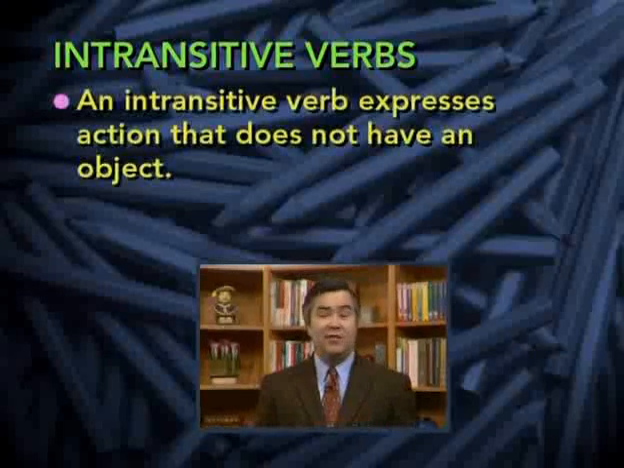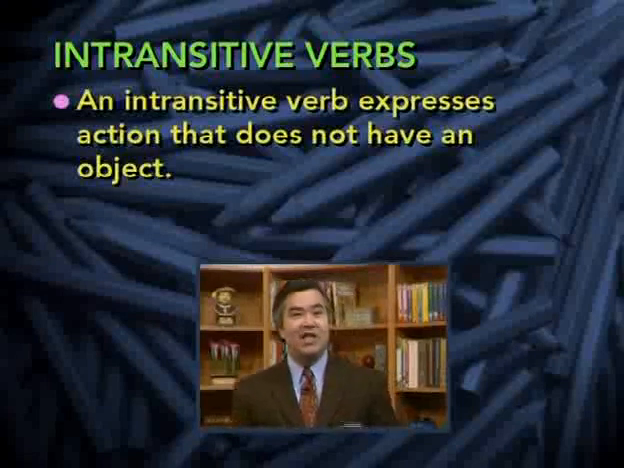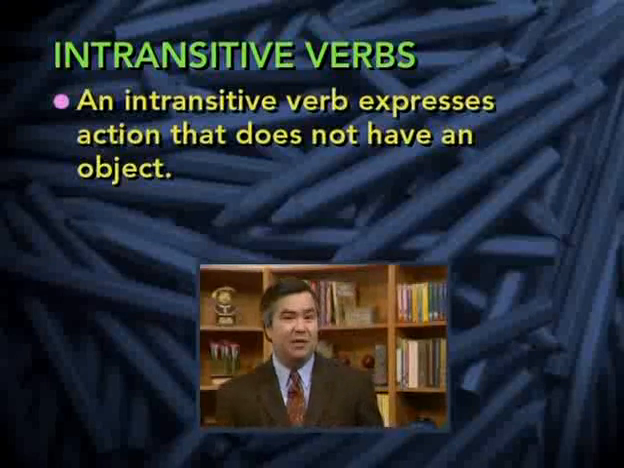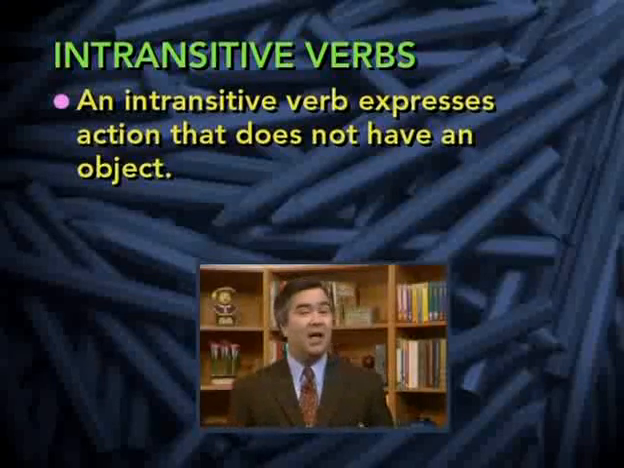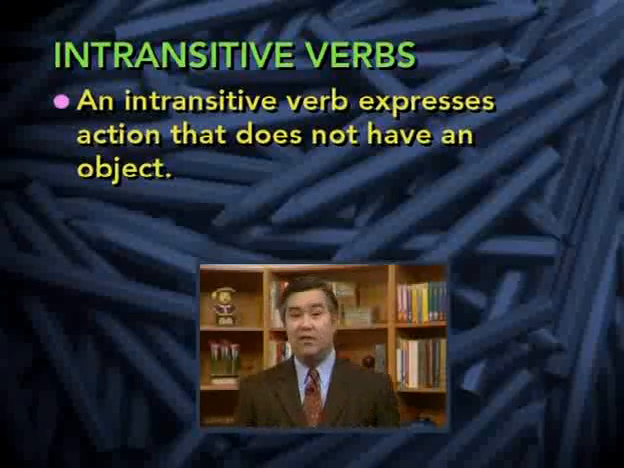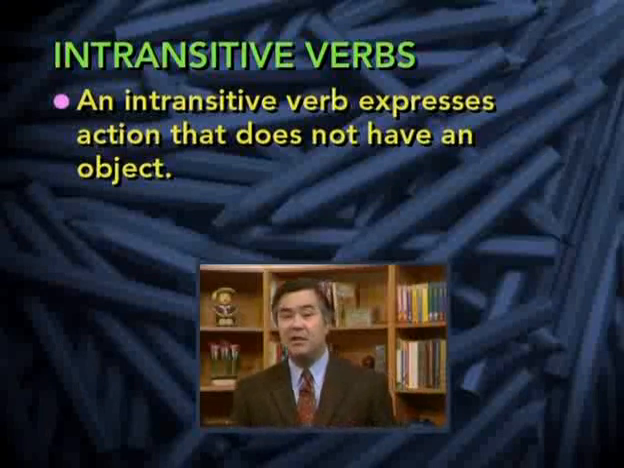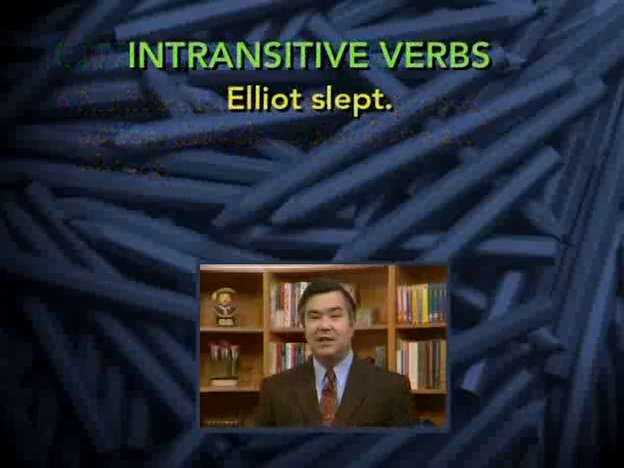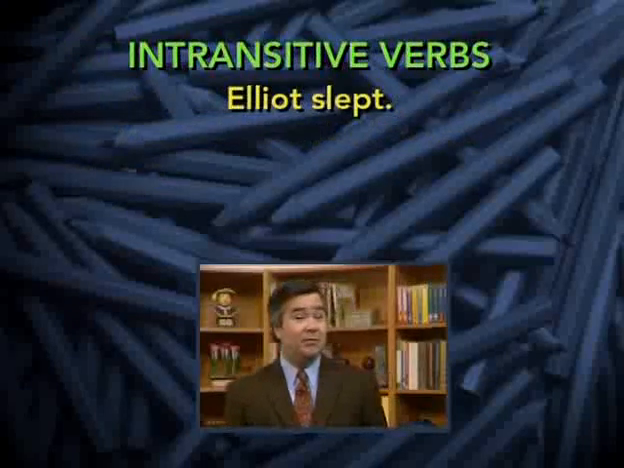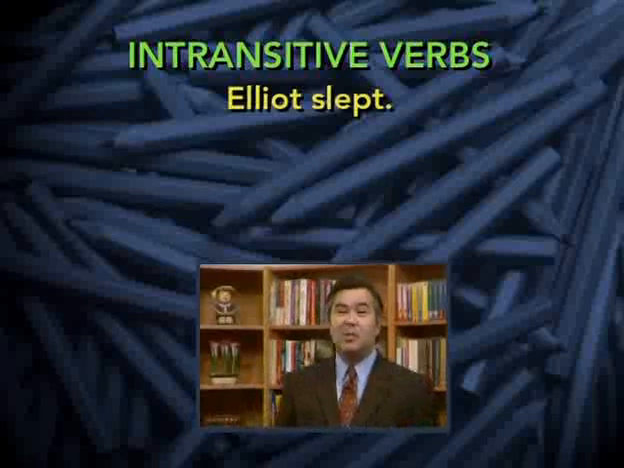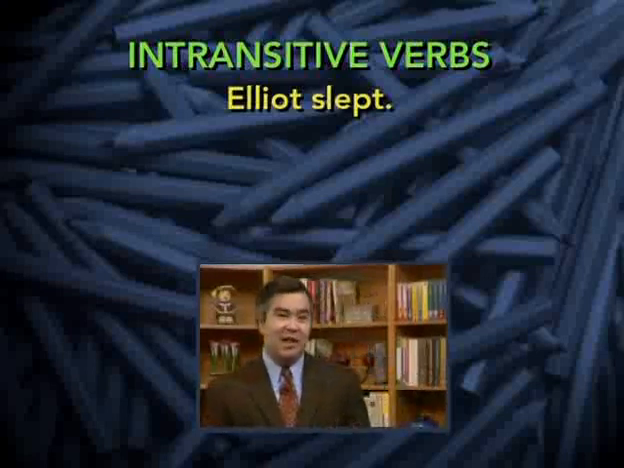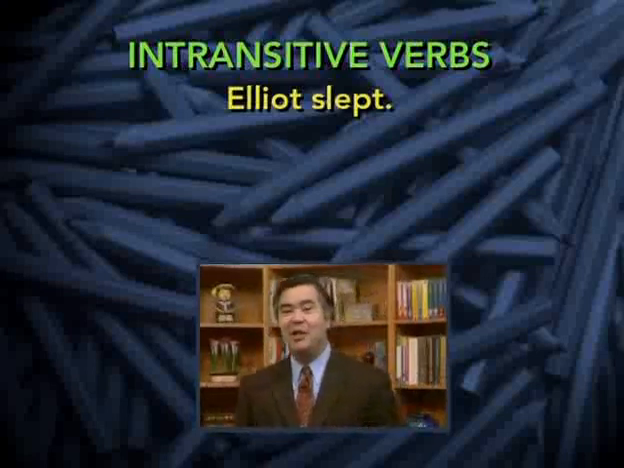An intransitive verb expresses action that does not have an object. We saw a moment ago that a transitive verb has an object which receives the action of the verb. An intransitive verb doesn't have such an object. Take a look at this sentence. Elliot slept. This is a short sentence, only 2 words, but it is a complete sentence. It has a subject and a verb, and it expresses a complete thought.